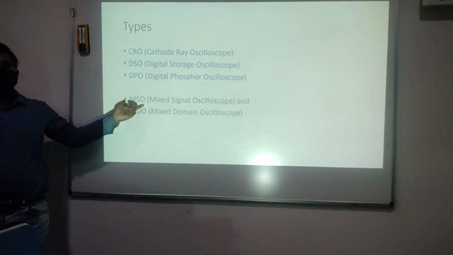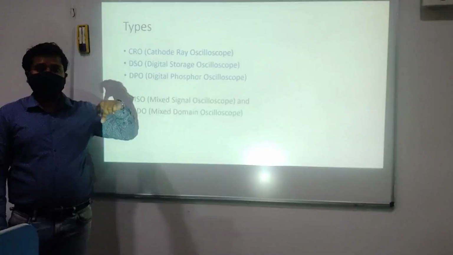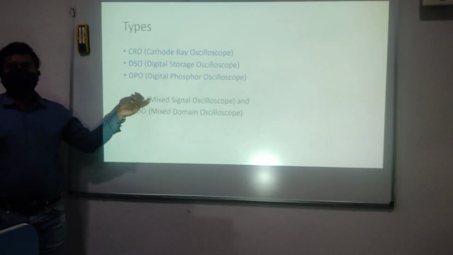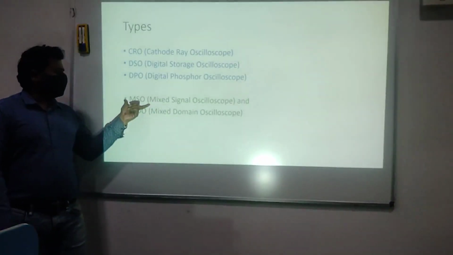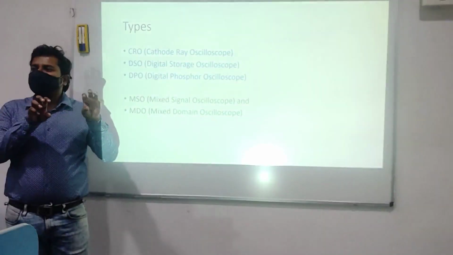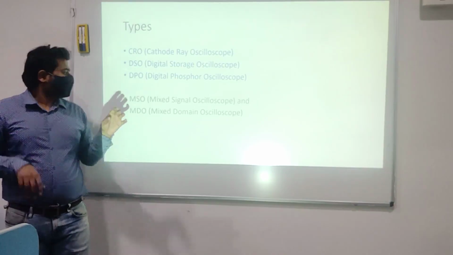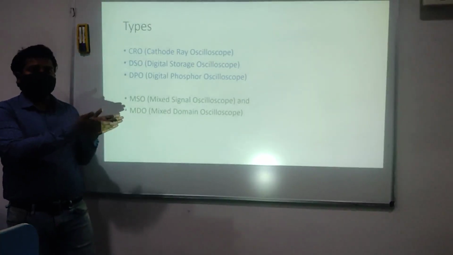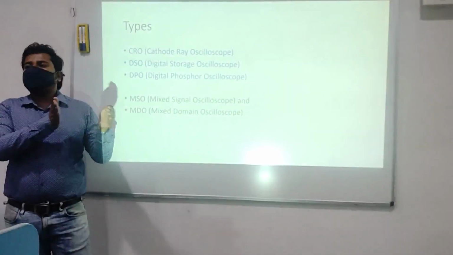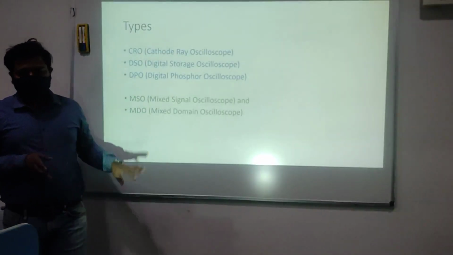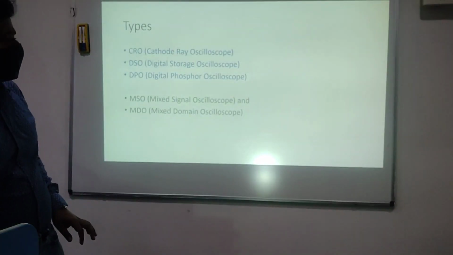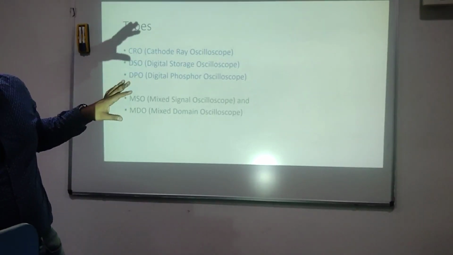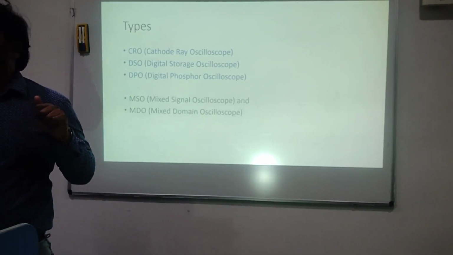Mixed signal oscilloscope. This has specific channels. What is a channel? I told you about input. These kinds of oscilloscope have dedicated inputs for analog signals and digital signals. What is a mixed domain oscilloscope? Here we are talking about two different domains, mixed domain, and the domains are time domain and frequency domain. This is just additional information which I wanted to let you know since I am discussing the types. The main key points are CRO and DSO, and what we are having here is DSO.